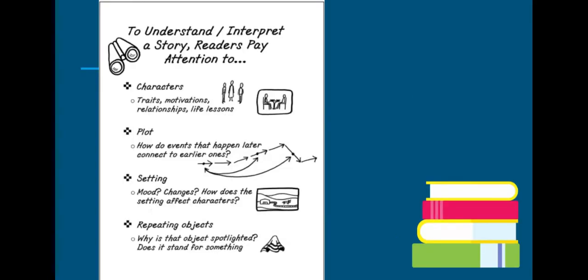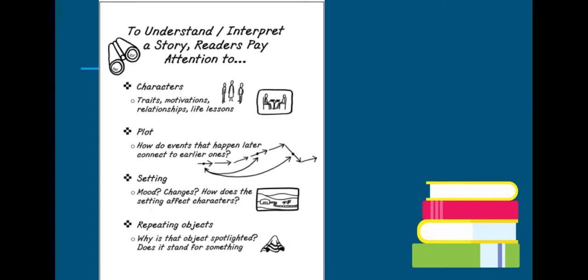Now, there are certain things that we should be paying attention to as we're reading, and there's certain things really great readers are always focusing on. Characters are one part of this. So we want to look for their character traits. What's motivating the characters to do things? What relationships do the characters have? And what life lessons are the characters learning? Charts and webs are a great way to pay attention to characters in your notebooks as you're reading your own stories.